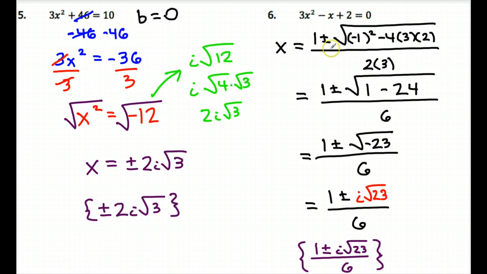Okay, so for this last one here, you're going to set up your quadratic formula like this: positive 1 plus or minus the square root of negative 1 squared minus 4 times 3 times 2 all over 2 times 3. So you end up getting a radical negative 23 down here in this step. That simplifies to i radical 23. And so your final answer, your two zeros, would be 1 plus or minus i radical 23 all over 6.